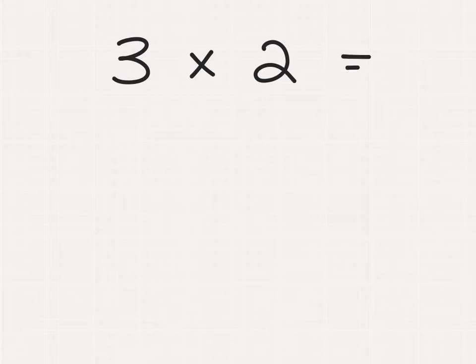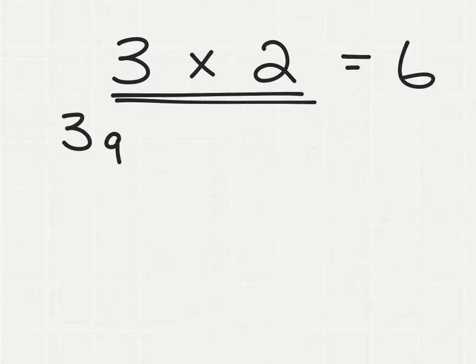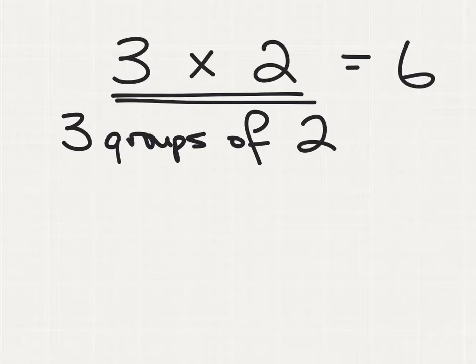When modeling multiplication problems, it's important that you understand how to read the problem. For example, if I have 3 times 2, you can probably already tell me that's going to be 6. That's true. But I want to model this problem to see if I can demonstrate how to get to that solution of 6. So when I read this problem, I read 3 groups of positive 2.